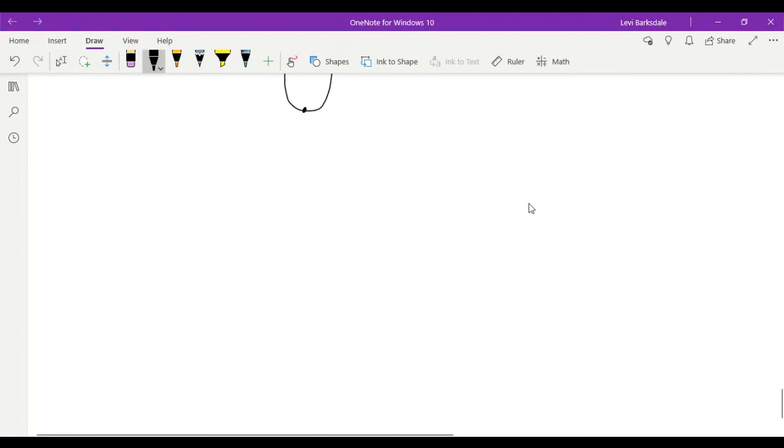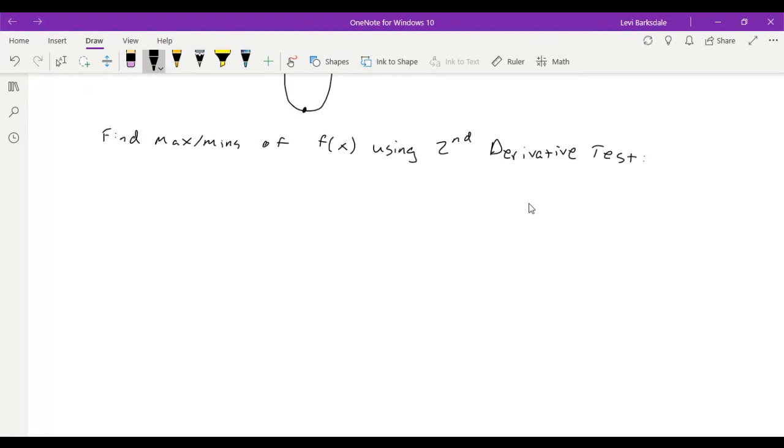Why don't you find the maxes and minimums of this function f of x using the second derivative test. And the function is going to be negative x cubed plus 7x squared minus 15x.